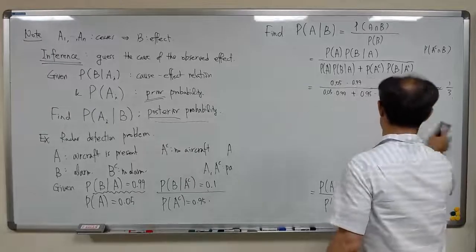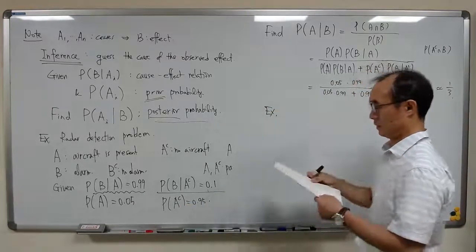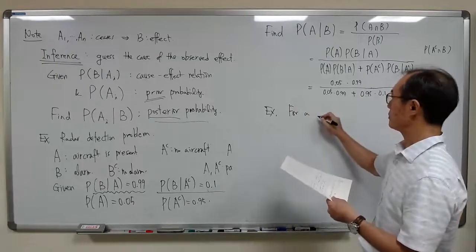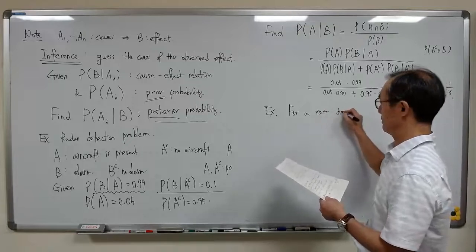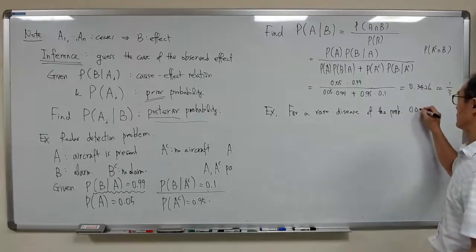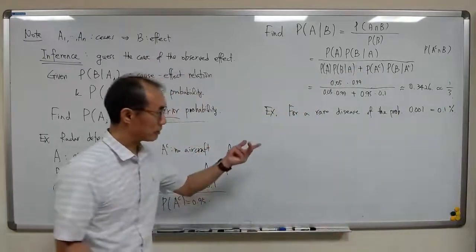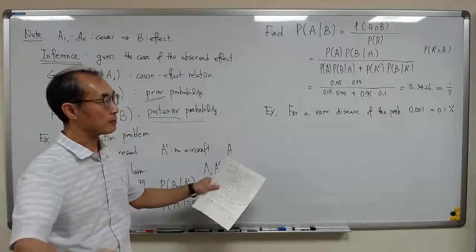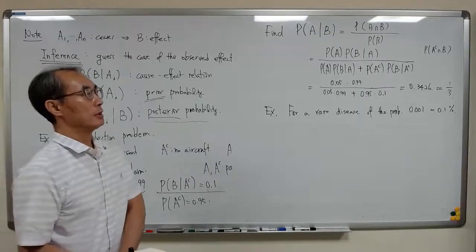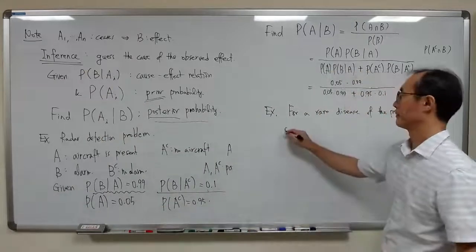There is yet another example, which is even more dramatic than the previous example. Suppose we're considering a rare disease of the probability 0.001. So the probability of a person having this disease among the population is 0.001, or 0.1%. Roughly 1 out of 1,000 people has this disease.